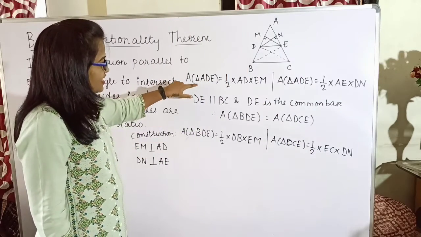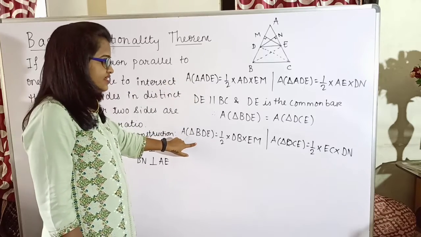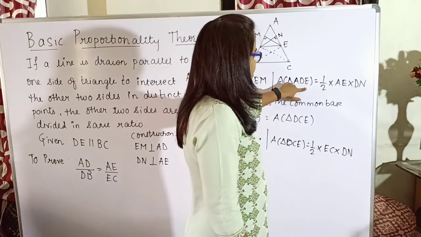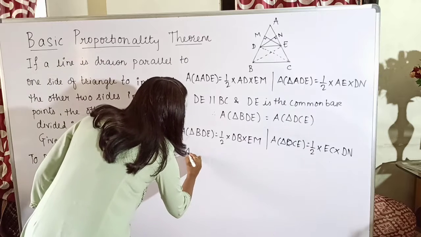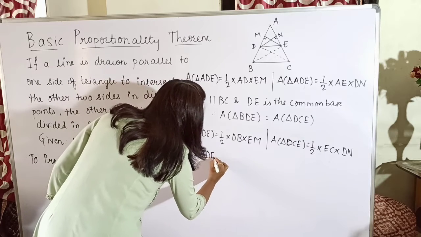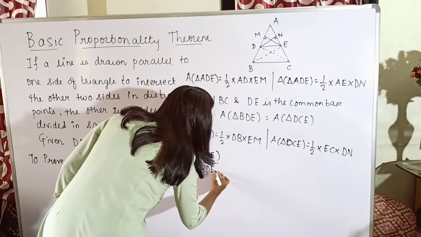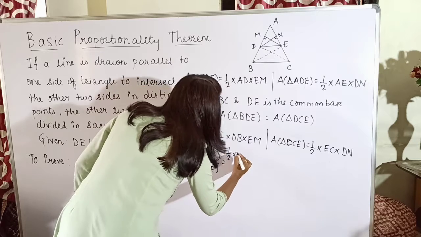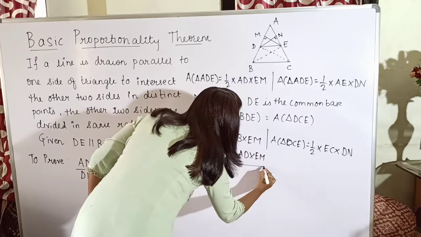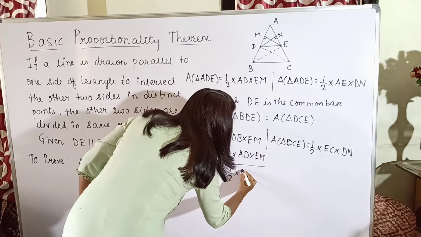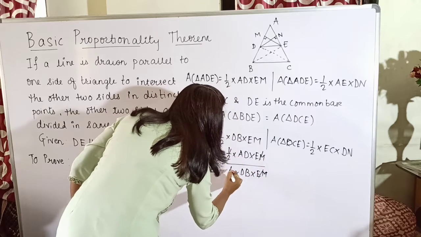Yes. What if I divide this equation by this equation? Okay, let us divide it. So, area of triangle ADE divided by area of triangle BDE. What will it be? Half into AD into EM, divided by half into DB into EM. So EM gets cancelled, half gets cancelled.